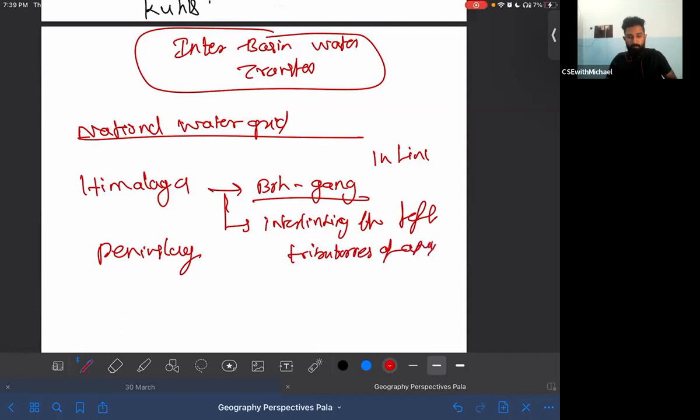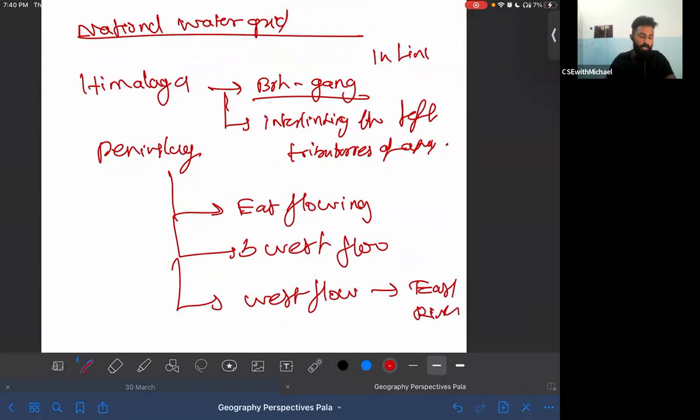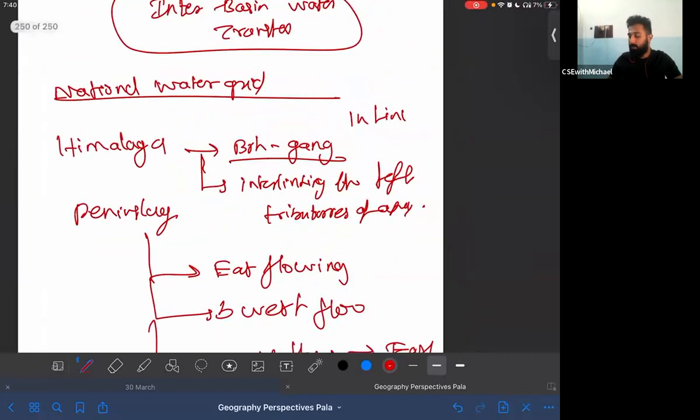In the Peninsula there are different things, like links between east flowing rivers, between west flowing rivers, and from west flowing rivers to east flowing rivers. So there are different types of such proposals that have been made. These are basically aimed at transferring water from surplus regions to deficit regions. And there is also a proposal of transferring from the Himalayan rivers to the Peninsular rivers. This is the widest of the proposals. I don't think it is ever going to happen, but these are being considered.